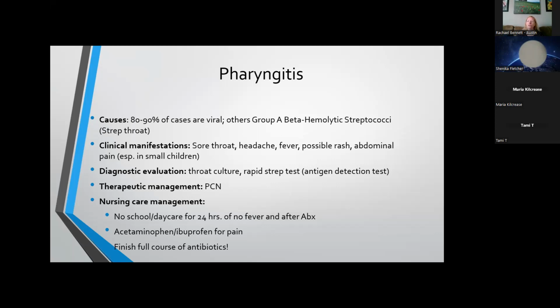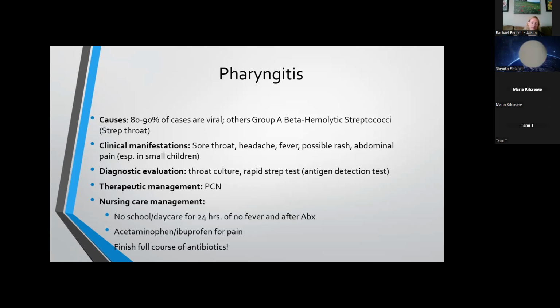All right. We do want to be mindful. This no school or daycare for 24 hours with no fever and after antibiotics is a really important point to understand. You may see that again. So no school or daycare for 24 hours with no fever and after antibiotics if we're dealing with strep throat. Okay. Typically, the child is not going to even feel better at that point. So he may stay home for at least one more day until he's feeling a little bit better.